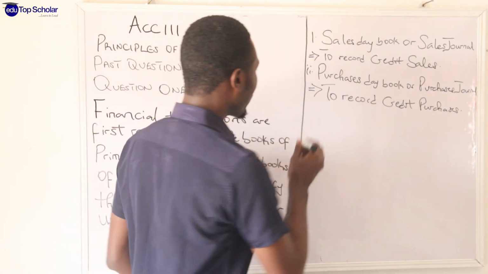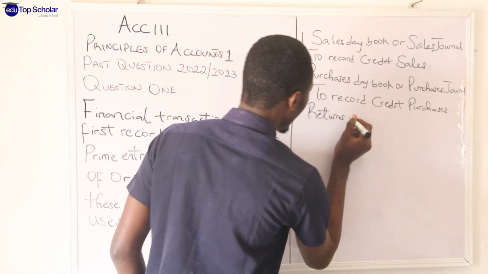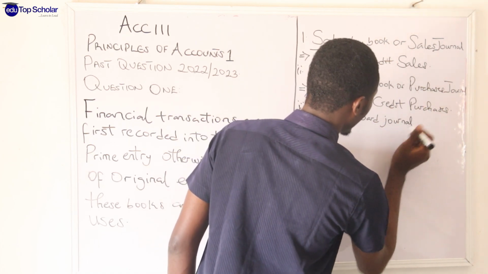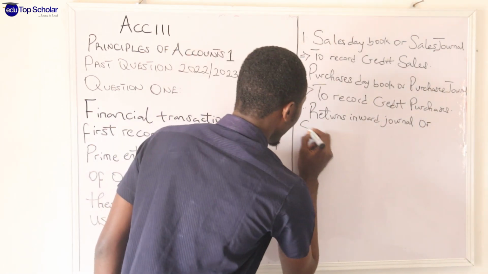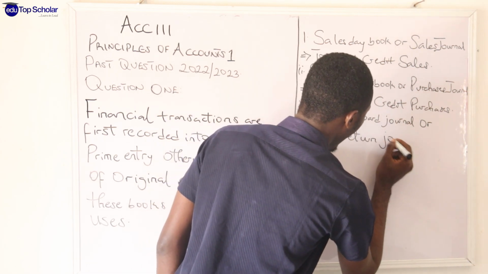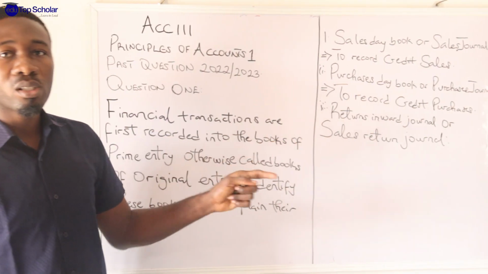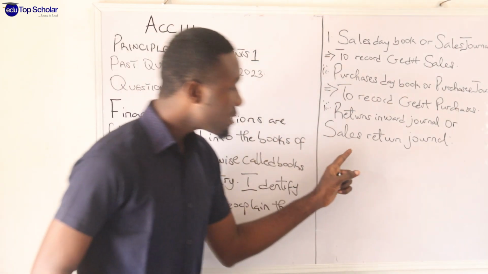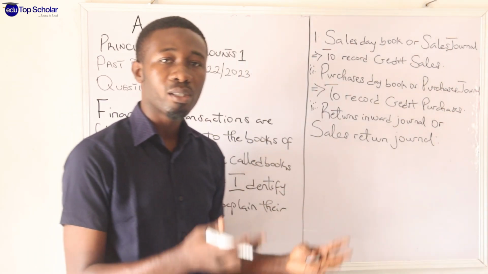Number 3, we have the returns inward journal. It can also be referred to as the sales return journal or sales returns day book, whichever you would like to call it. What are these books used to record? They are used to record goods sold to customers which were returned to us.